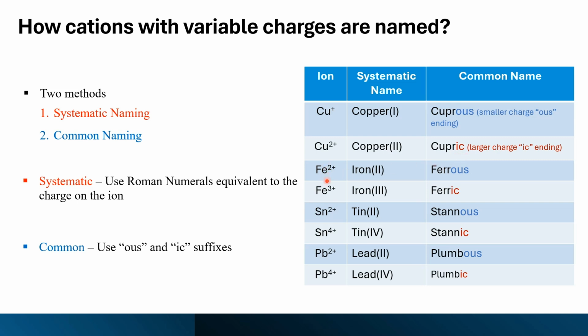So you can say Fe2+ and Fe3+, the same pattern: 2+ with OUS suffix, ferrous, and 3+ with IC suffix, ferric. Tin 2+ stannous and tin 4+ stannic. Lead 2+ plumbous and lead 4+ plumbic. So you can use systematic or common names, either one according to your convenience.